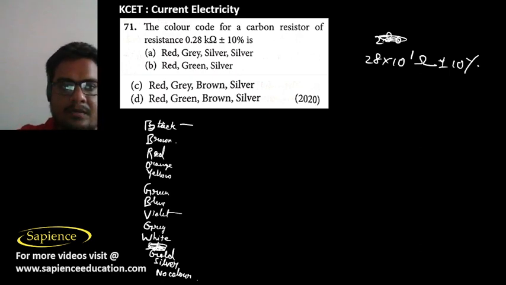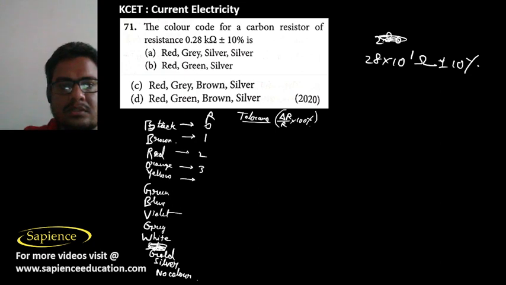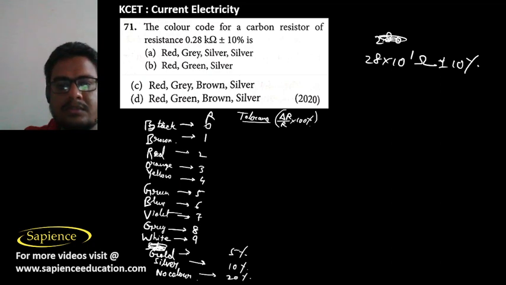So for each color, you can write the resistance value, and the tolerance, which is delta R by R in percentage, the percentage error in the resistance. Black is 0, brown is 1, red is 2, orange is 3, yellow is 4, green is 5, blue is 6, violet is 7, gray is 8, white is 9. For gold the tolerance is 5%, for silver the tolerance is 10%, for no color the tolerance is 20%.